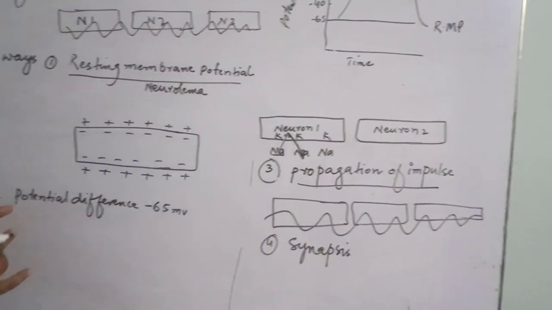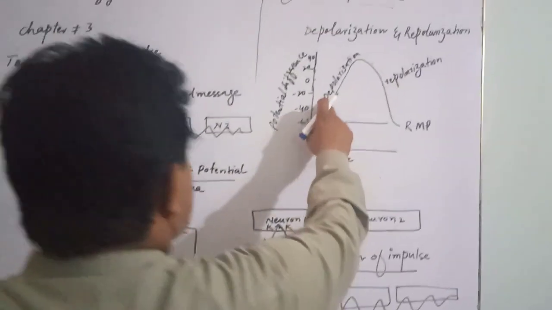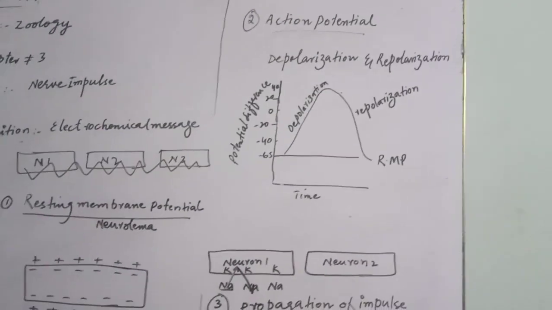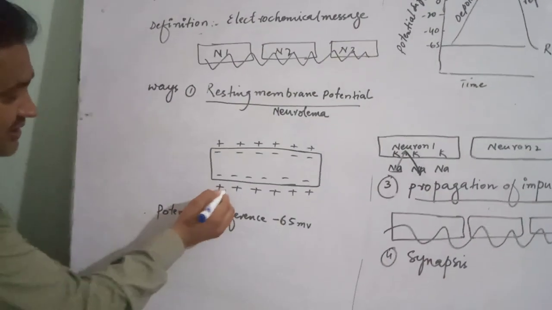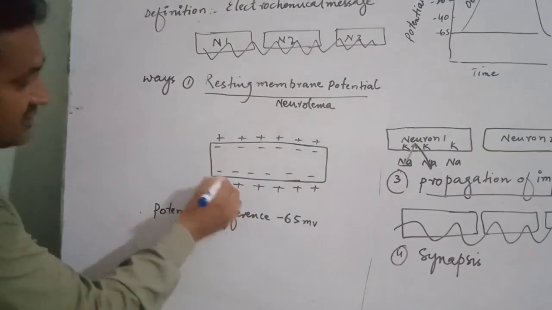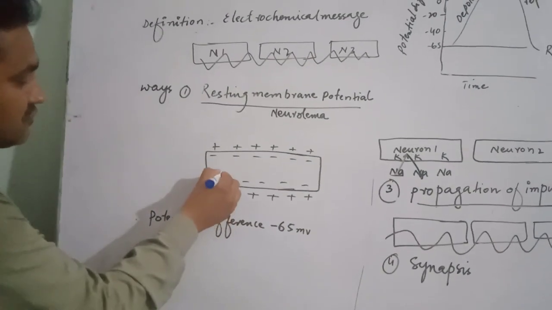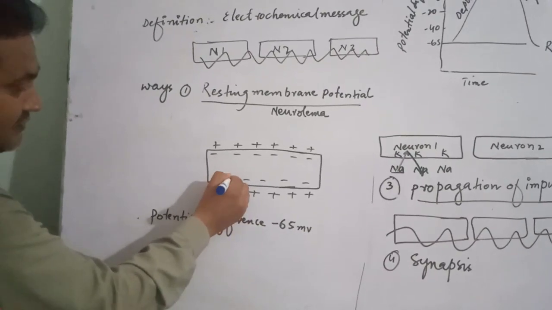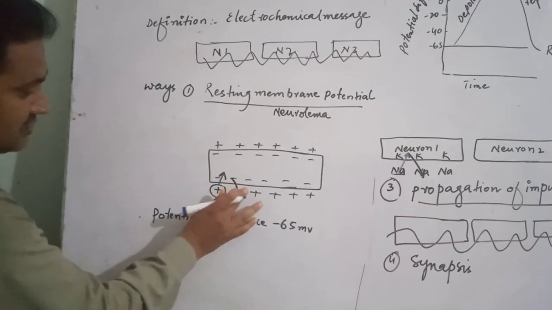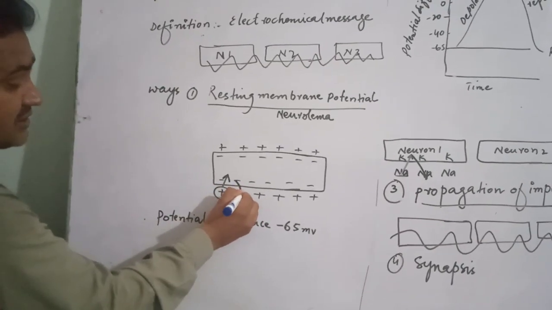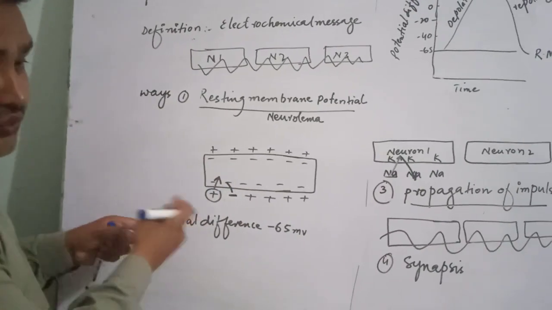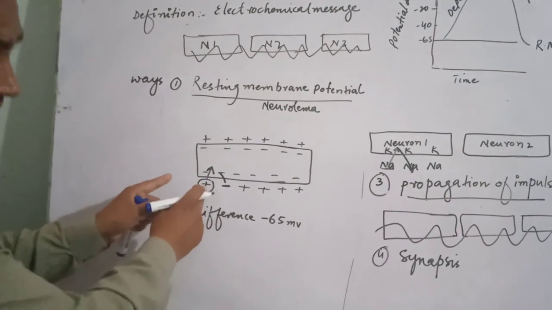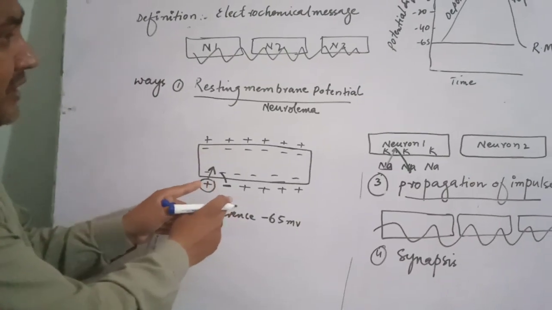It means depolarization and repolarization take place. How do depolarization and repolarization take place? The positive charge enters the inner side of the neurolemma, and the negative charge comes out, and a negative charge is developed in the neurolemma. In this way, the message or impulse is developed.